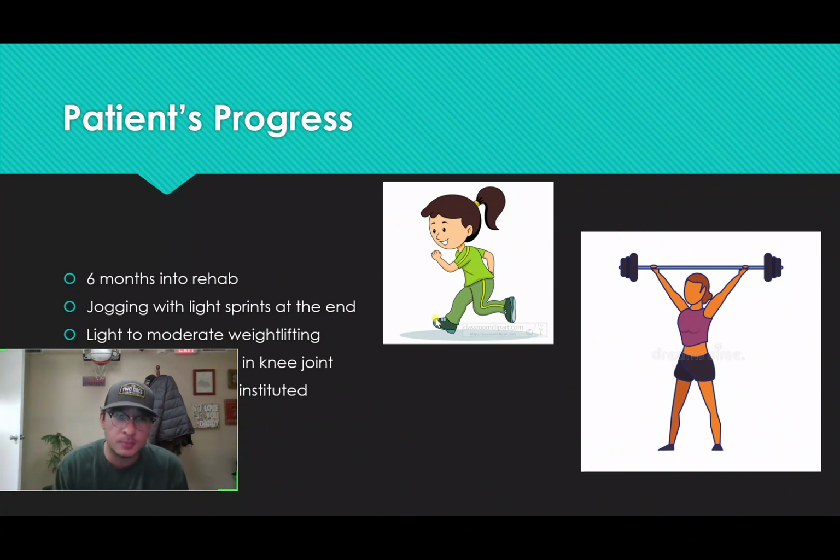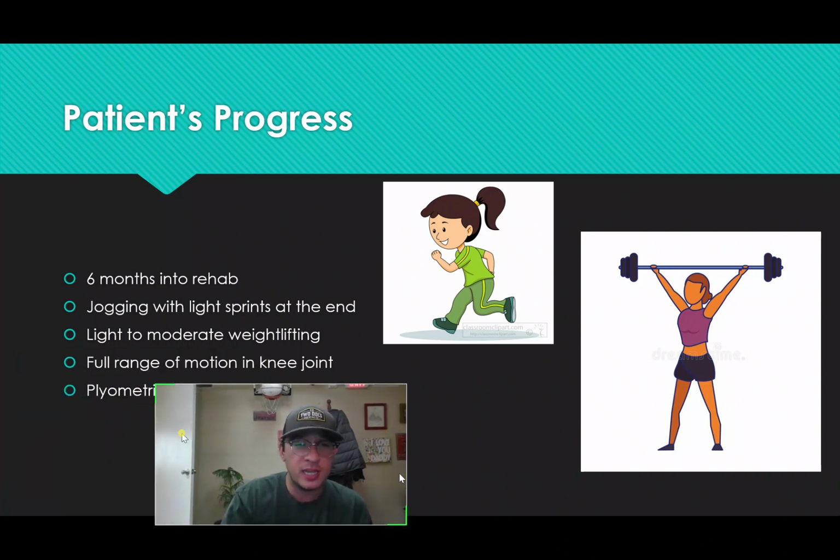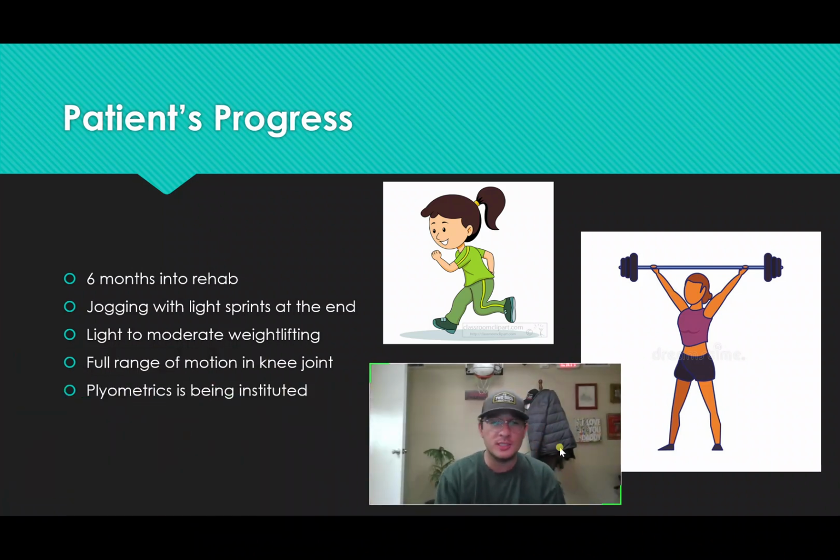Let's see. So, like I said before, her progression, she's at 6 months into rehab. She's jogging with light sprints at the end. She is a basketball player, so she does full court jogs, sprints, not full sprints. She probably does about 3/4 sprints on the court, so that's a good thing. Just to keep that range of motion intact, but also not to push it as hard, especially at that 6 month period. We don't know where she's going to be at in the next couple months, so we'll see.